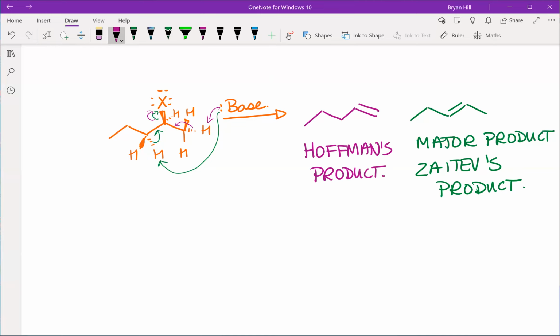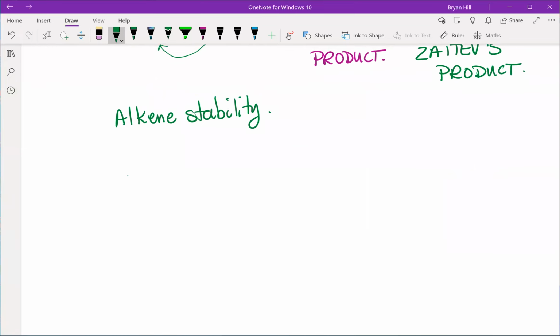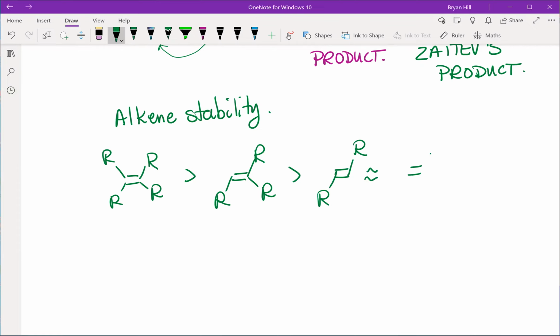So there's a way of determining which product you will make. So, alkene stability. The more substituents you have, the more stable it is. This is more stable than, say, a tertiary one with 3 substituents, which is more stable than 2, and those are approximately the same, which is more stable than 1. Trans tends to be, just for steric reasons, slightly more stable than cis, and these two are very similar. But the mono-substituted double bond is the least stable.